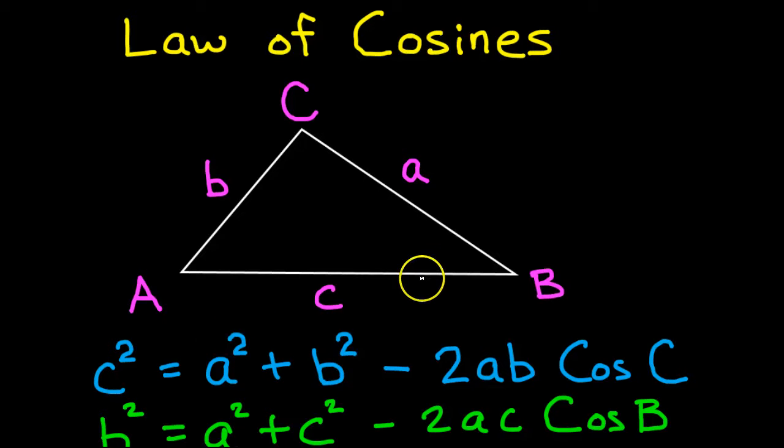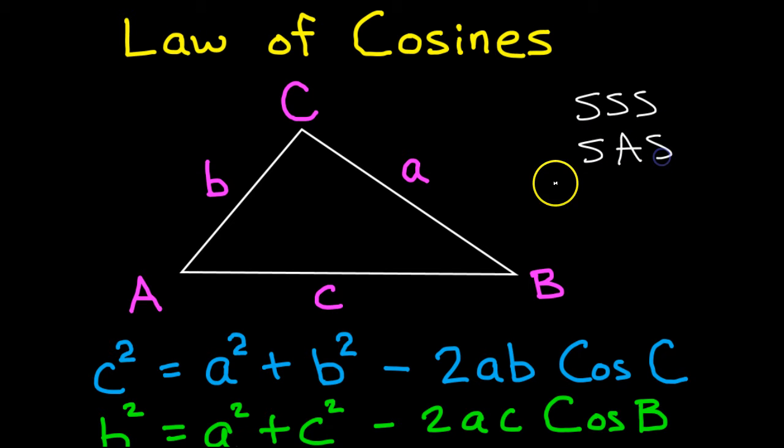In this video, we will continue practicing solving oblique triangles, meaning non-right triangles, using the law of cosines. We will need the law of cosines when we are given the following sets of information. Side, side, side will require the law of cosines, or if we are given side, angle, side, that's going to require the law of cosines.